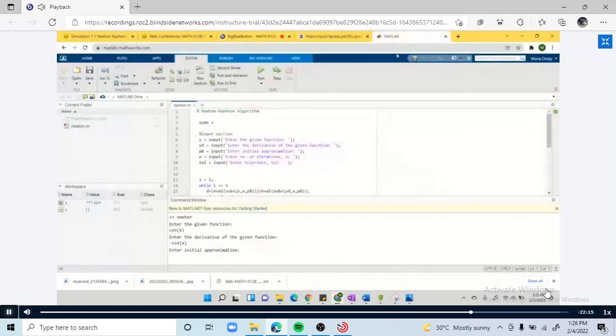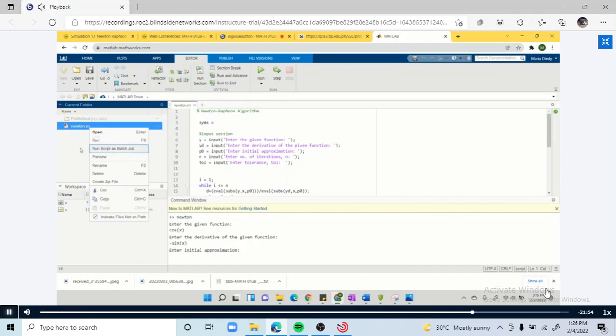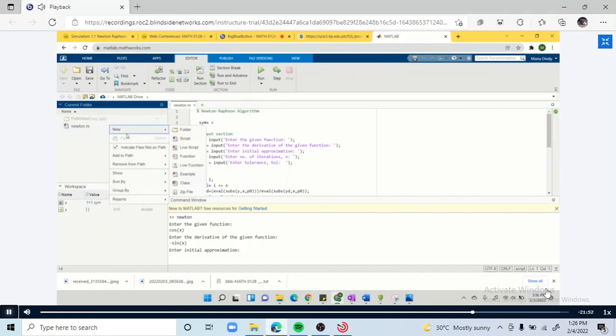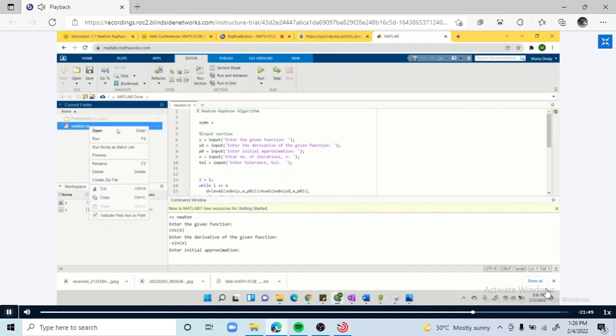Okay na? Tapos, pagka na-paste na dyan, save. Ang gagamitin mong file name, newton.m. Okay? Tapos, i-run mo yan. Itong run na to, or dito, run. Okay, parehas lang yun. Right-click, run.